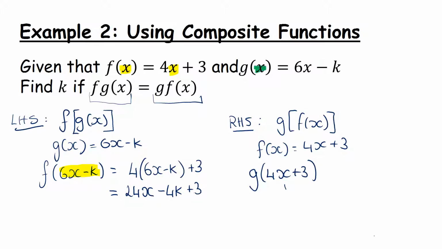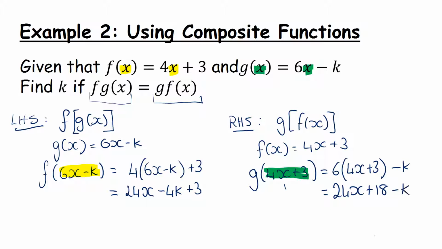So in g of x, the x part is going to be replaced in this case by 4x plus 3. So let's see how that works for us. So it's 6 times, now instead of x, we're going to put in 4x plus 3, and we're going to take away k. So cleaning that up, 6 by 4x is 24x, 6 by 3 is plus 18, and we have a minus k.